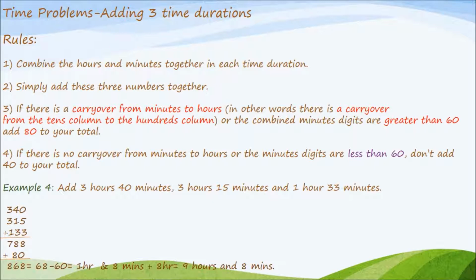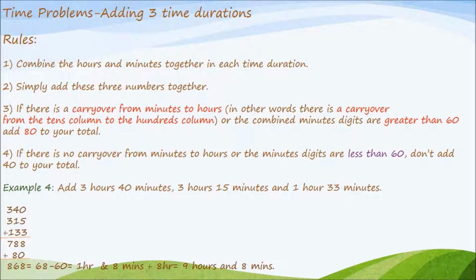Here's our example. We're going to add 3 hours and 40 minutes plus 3 hours and 15 minutes plus 1 hour and 33 minutes. So we're going to add 340 plus 315 plus 133. Our total equals 788. Of course, 88 is greater than 60, so now we're going to add 80 to our total. Our final answer is going to be 868. So of course you can see the 68 is greater than 60. So let's add another hour in our answer.